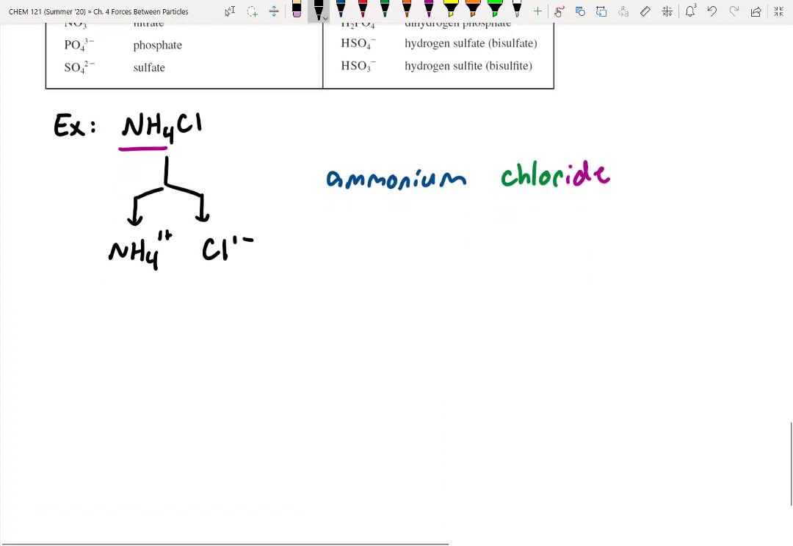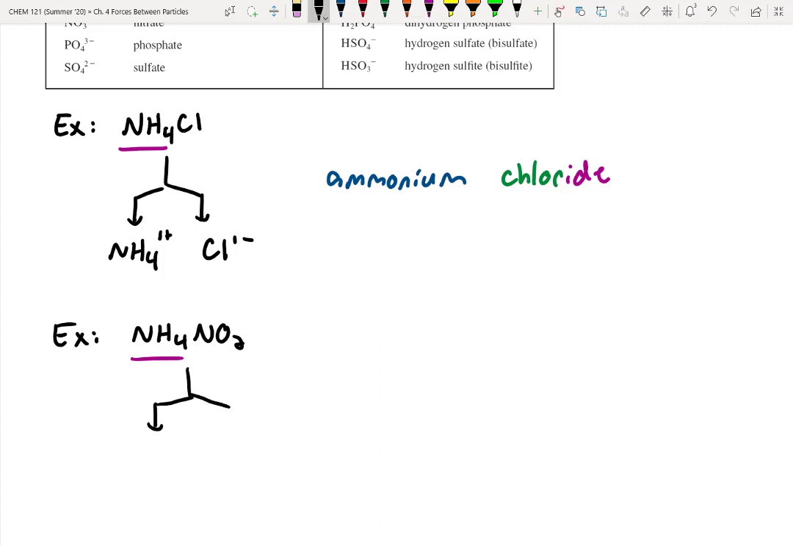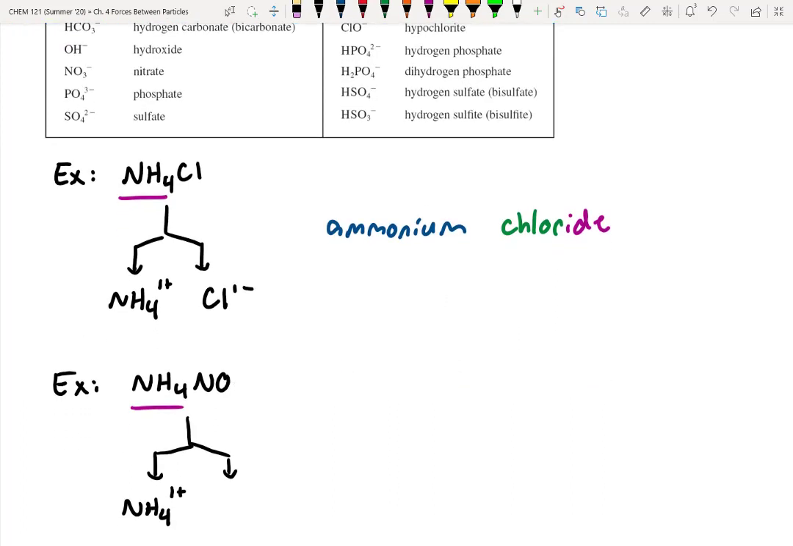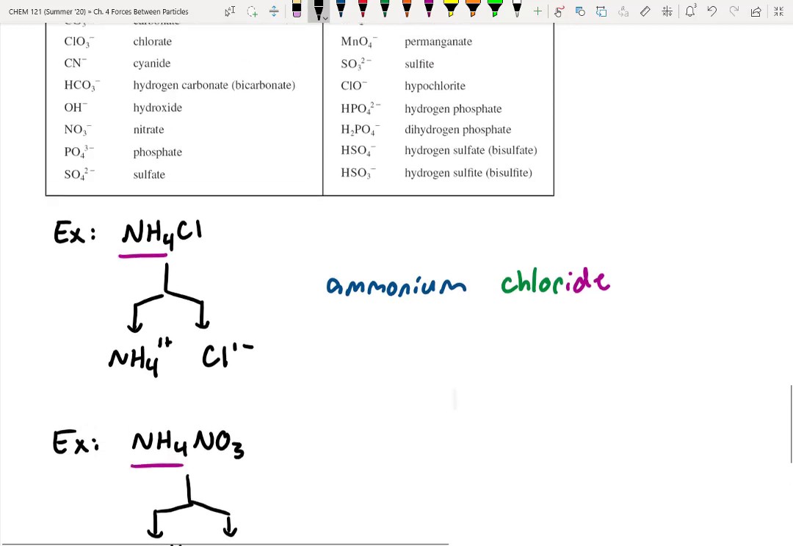Let's do another one. Let's do NH4NO3. In this case, you can see there's not a metal anywhere in here. We just have to know that, hey, this is a polyatomic ion, therefore it has to be ionic. Like we said before, we can break this into its two pieces, its cation and its anion. Just like up above, this is going to be NH4, 1 plus. And then NO3. I misspoke here, sorry about that.